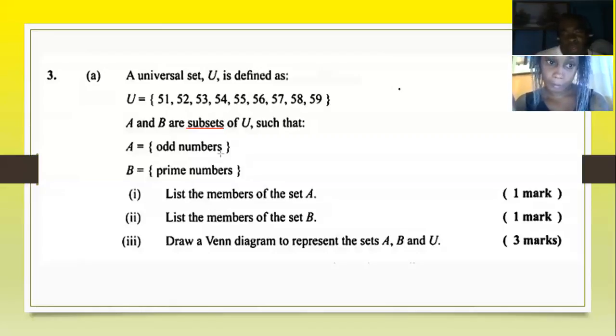The first step you need to do, because we're still familiarizing ourselves with the information given, is to identify the odd numbers given in the universal set. So tell me, what are some of the odd numbers given in the universal set? 51, 53, 55, 57, 59. Very good. So before you even start to write down anything, you have to make sure that you are acquainted with the information given. Is that clear? And I said you have to practice that, right?